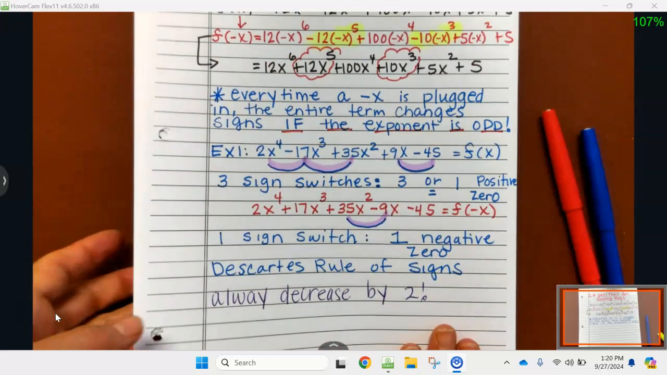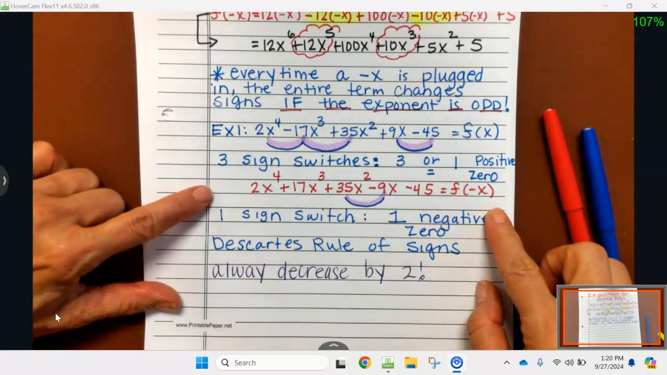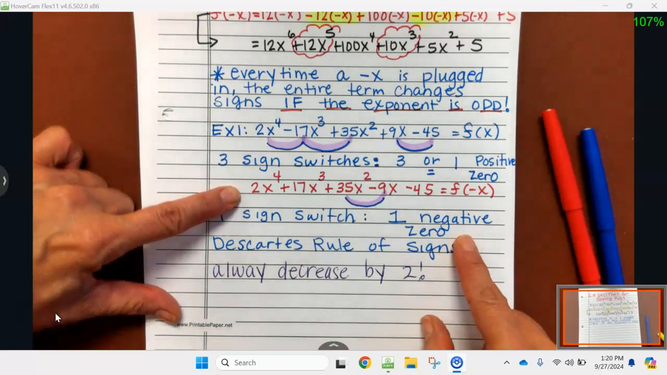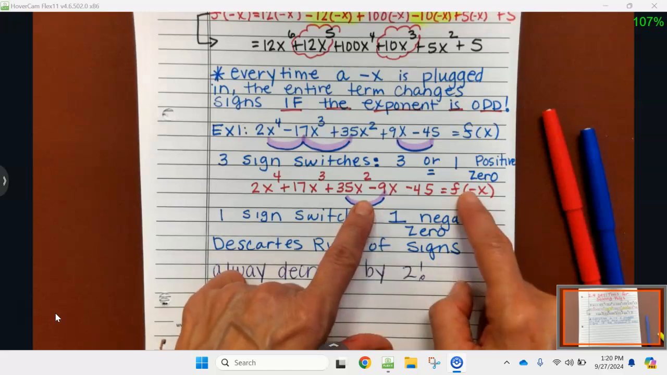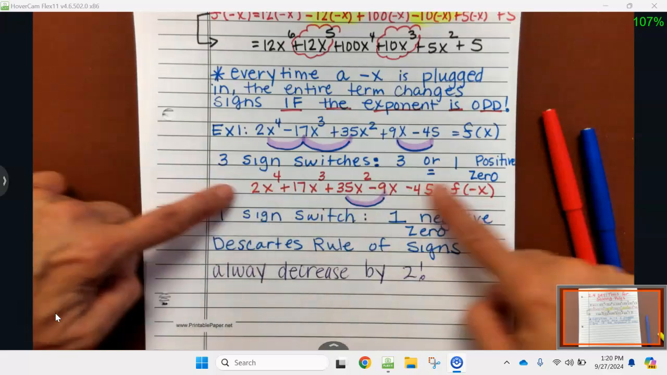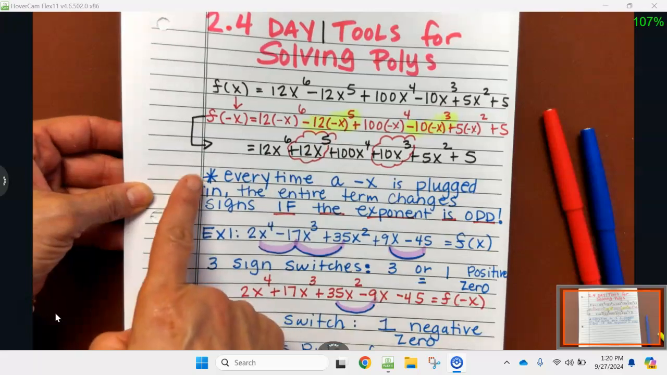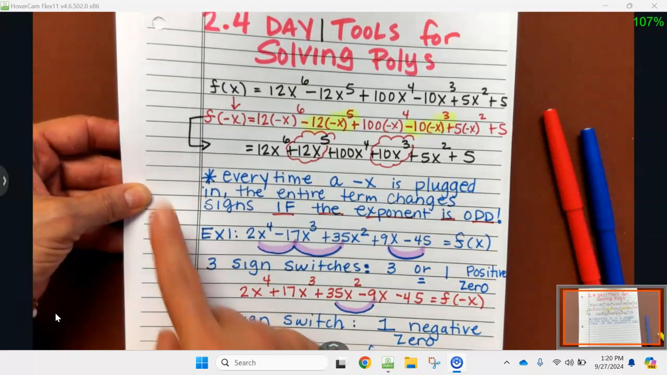All right, so let's do that one more time. And just remember the same rule applies. I can figure out how many possible negatives by analyzing how many times the signs switch after I plug in a negative. And this isn't too hard. This is not a bad concept as long as you remember this statement right here. This is going to be a big time saver for you.